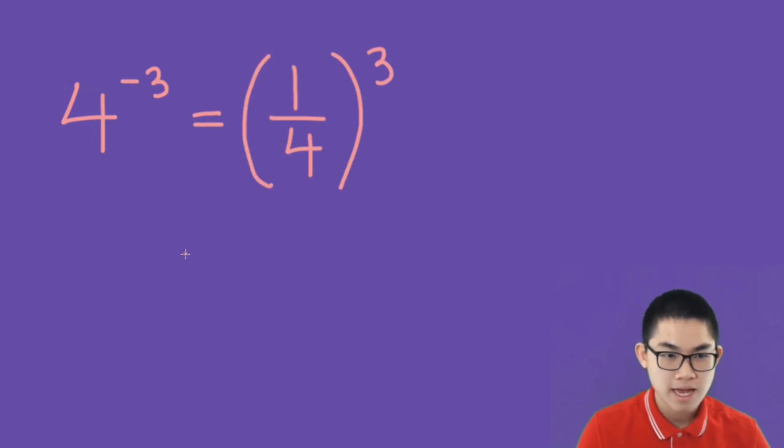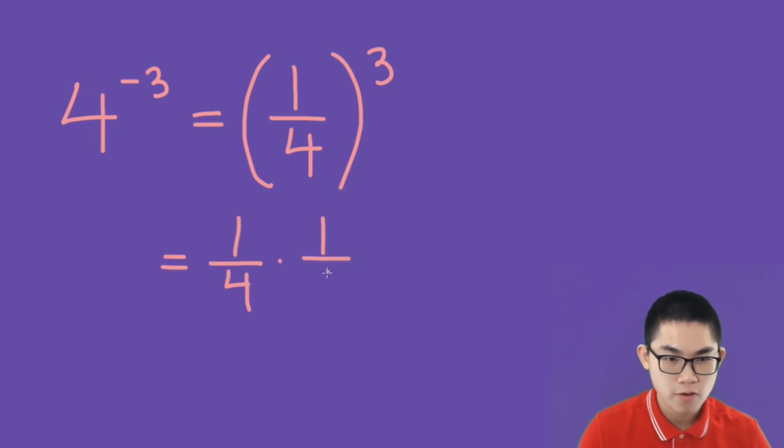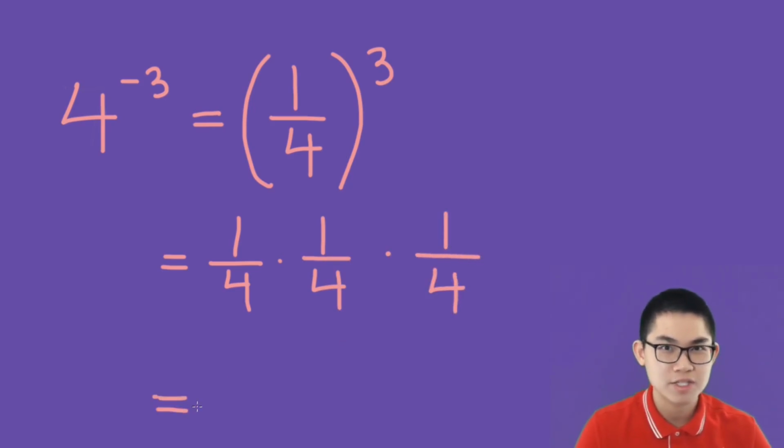How about 4 to the power of negative 3? We're going to flip the 4, so you have 1 over 4 to the power of 3. And that's going to be 1 over 4 times 1 over 4 times 1 over 4. So go ahead and try this one. You will get 1 over 64.